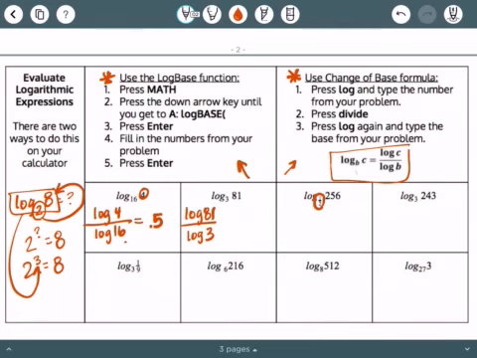If you have a fraction, type your fraction in the calculator. If you have a decimal, type in the decimal. And you'll be good to go.